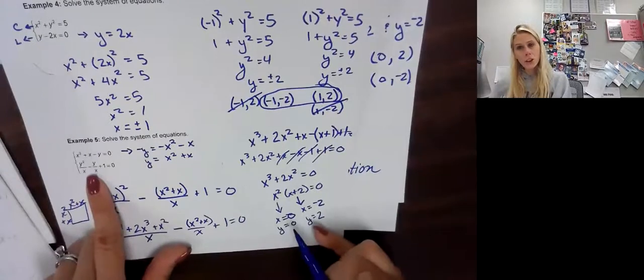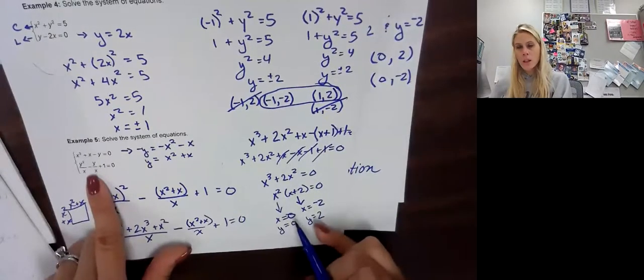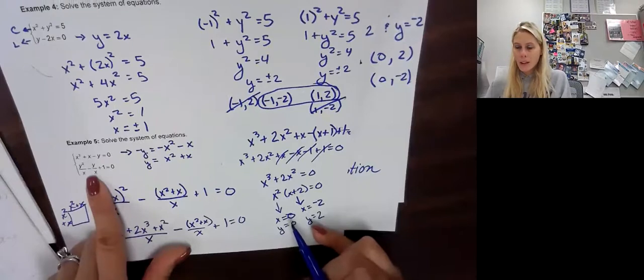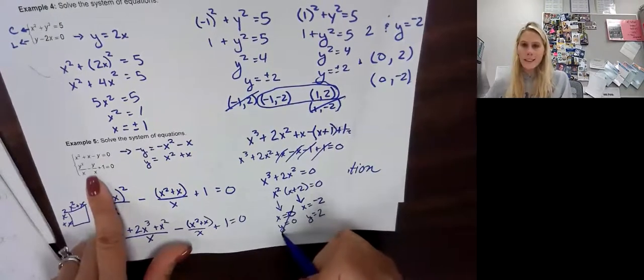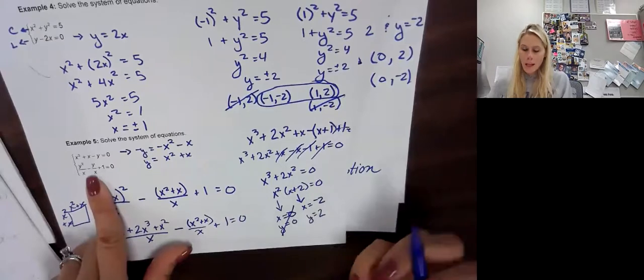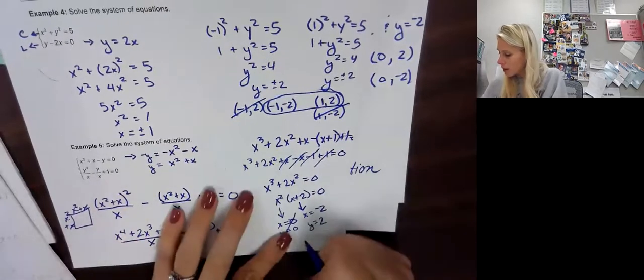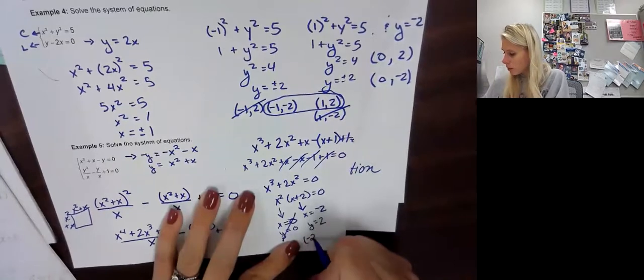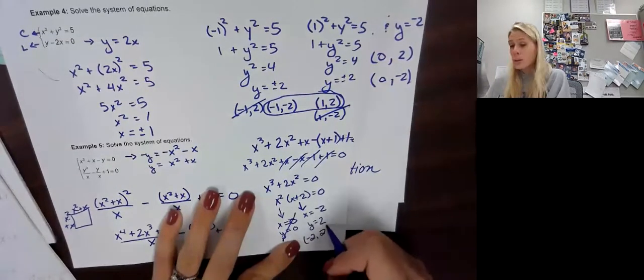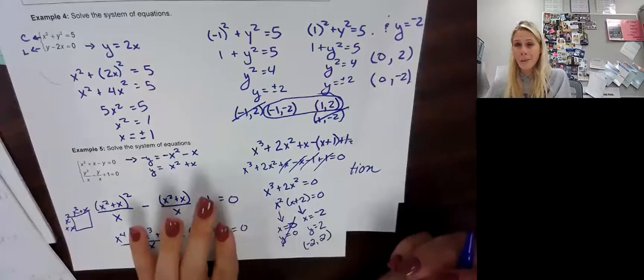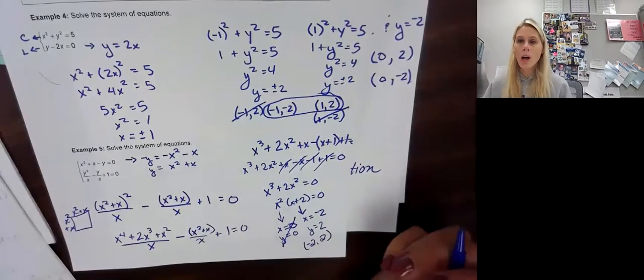Well, here's an issue. You guys see 0, 0? You cannot divide by 0. So right away, this is not a coordinate. But if we plug in negative 2 for x and 2 for y, we find that it does work. So you guys, I know you're terrible at this, but check your work.